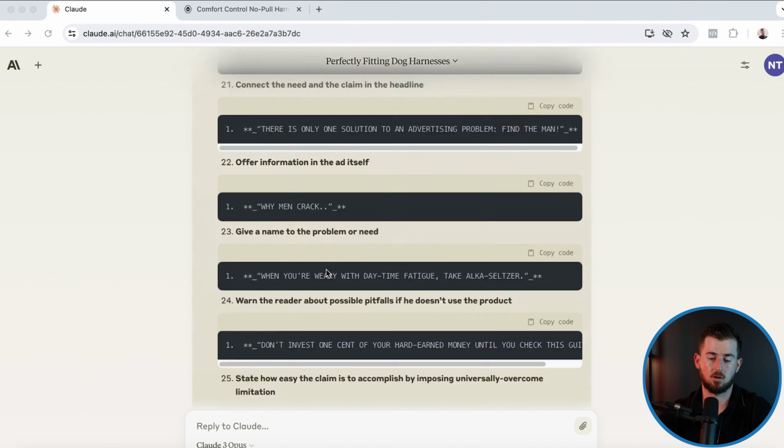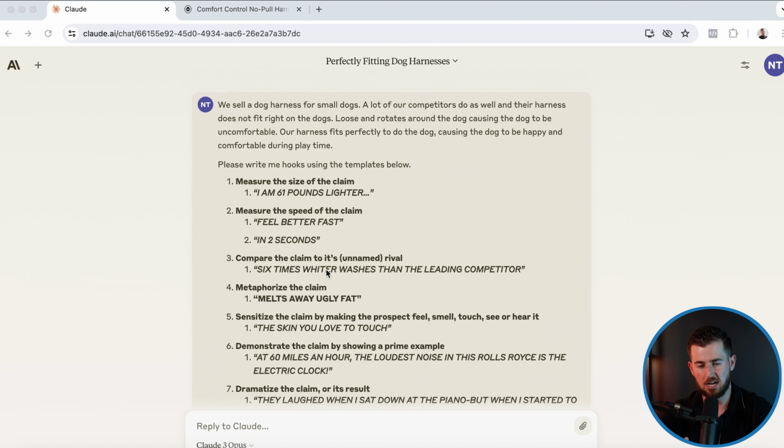And I basically gave Claude 3 different prompts. You can do this with ChatGPT. I'm just more of a Claude fan because I find Claude does a little bit better for copywriting than ChatGPT.